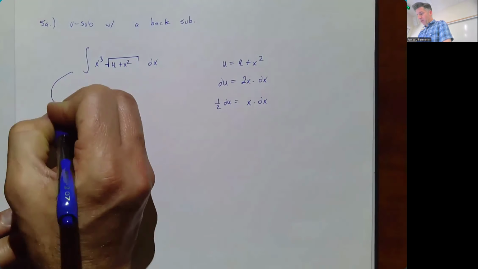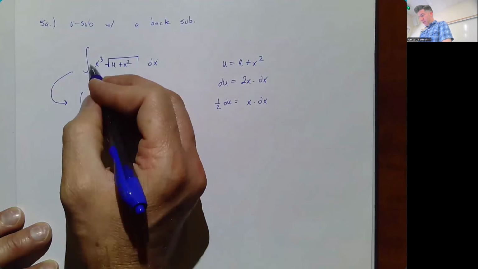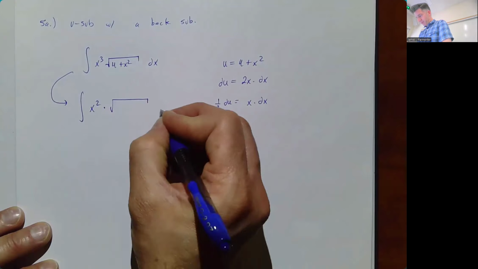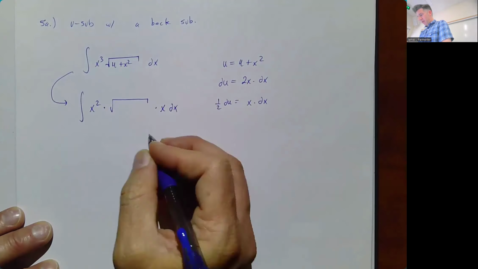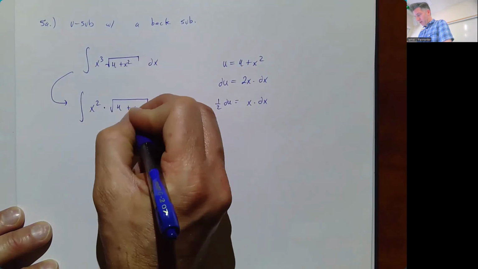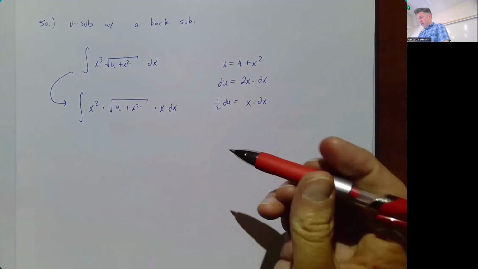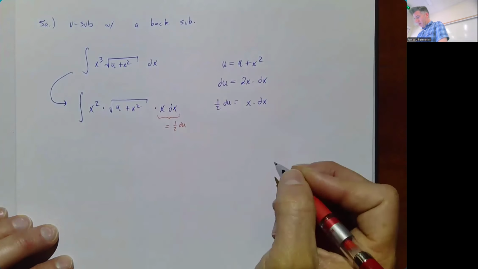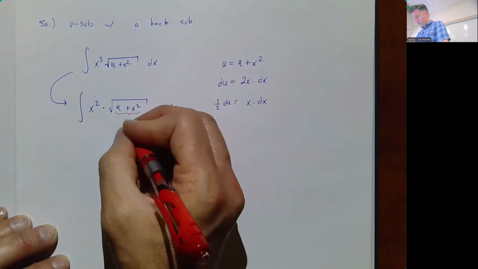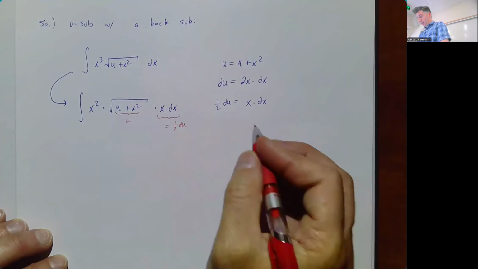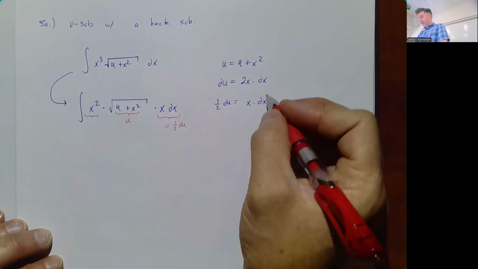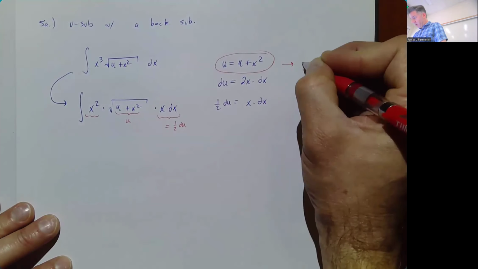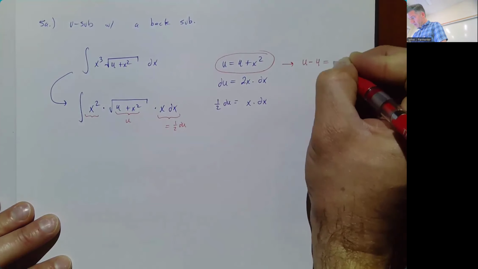And I can rewrite my integral as the integral of, breaking up the x cubed as x squared times x, and then also there's the square root of 4 plus x squared there. I can think of this x dx as being equal to 1/2 times du. This square root of 4 plus x squared is the square root of u. And the leftovers here, I can solve for using my choice of u. If I solve for x squared, u minus 4 is equal to x squared.